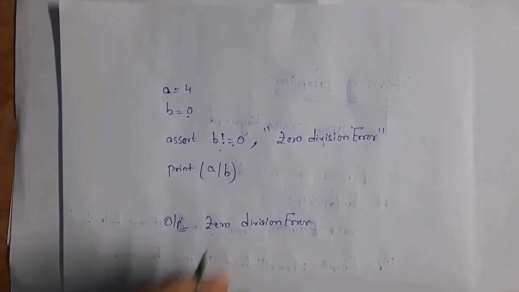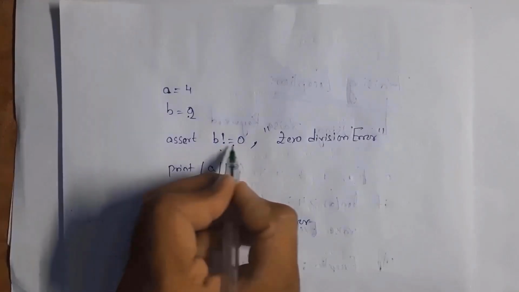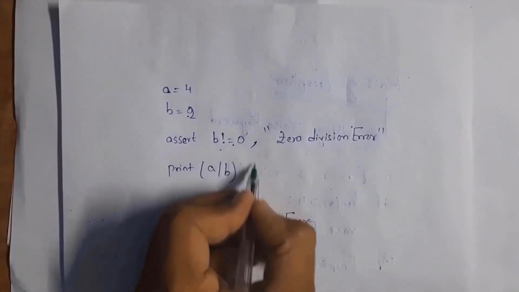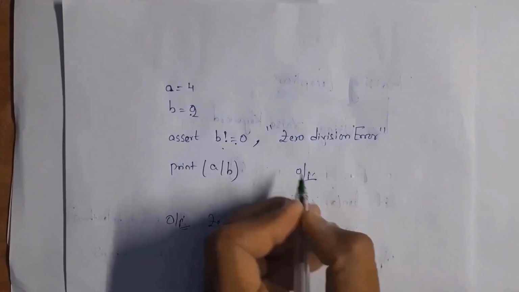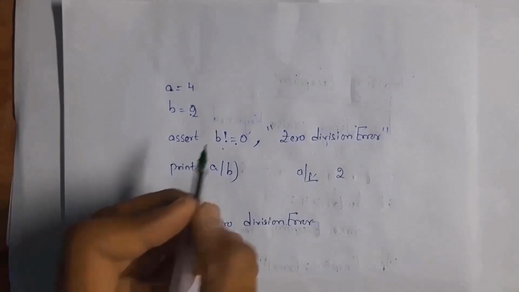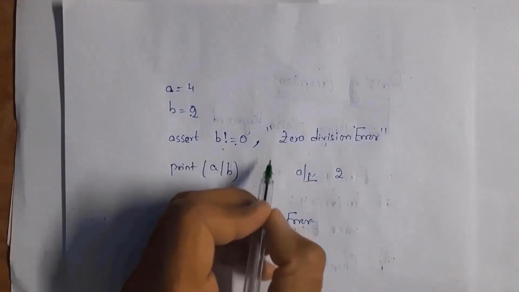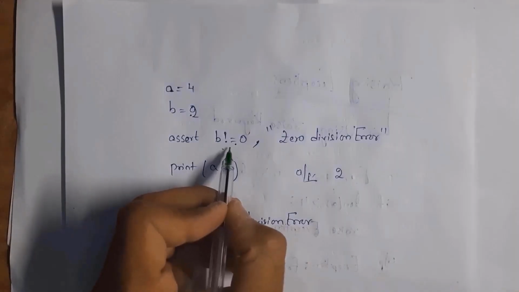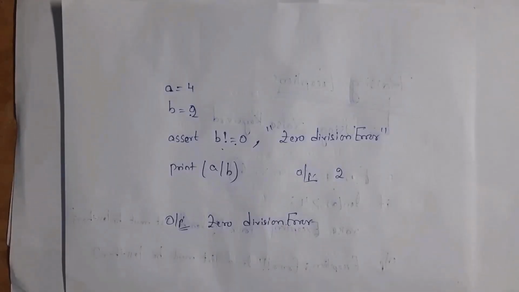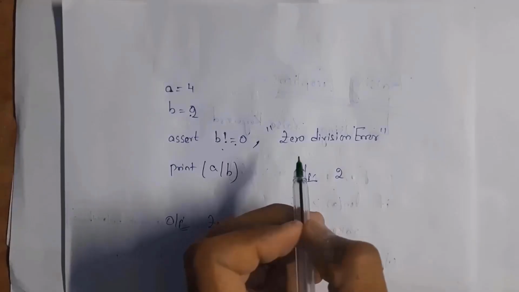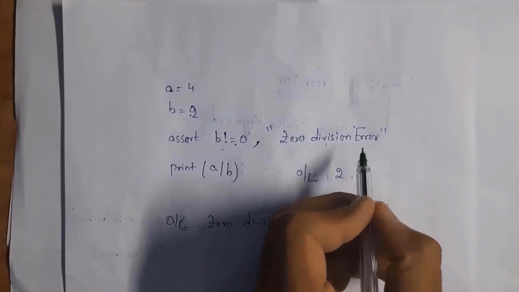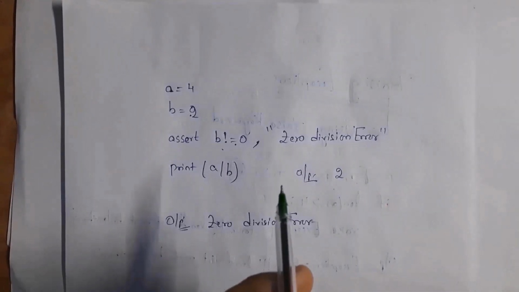For example, if I give the b value as 2, yes, this condition is satisfied, so it will continue execution. So I will get the output, that is 4 by 2, that equals 2. Only if this condition is true, it will continue execution. If this condition is false, then it will stop execution and display ZeroDivisionError. You can give any error message here. I gave the message ZeroDivisionError.